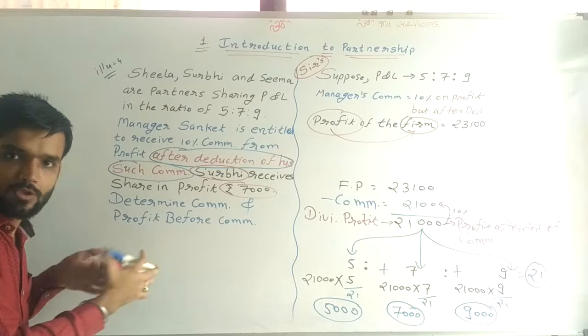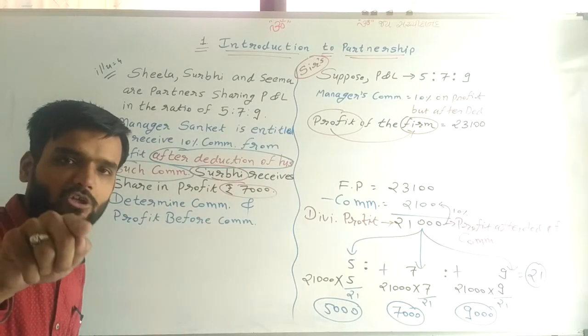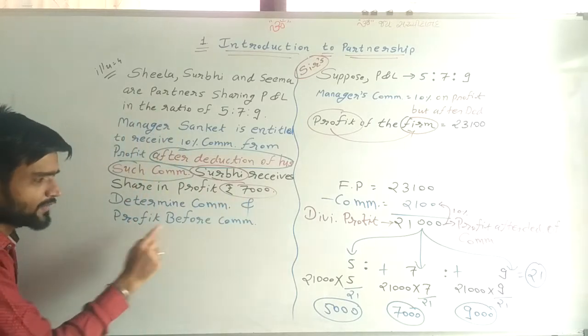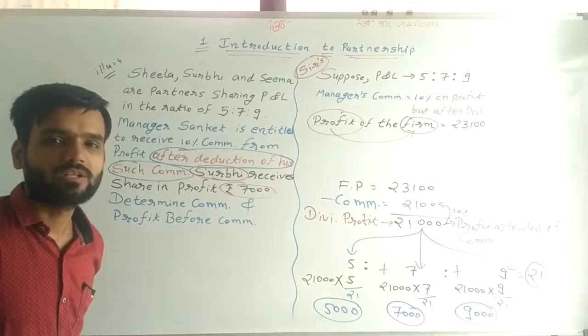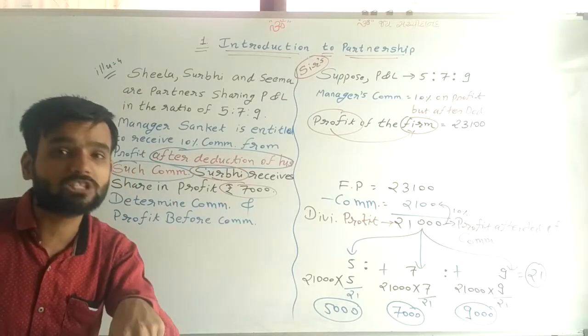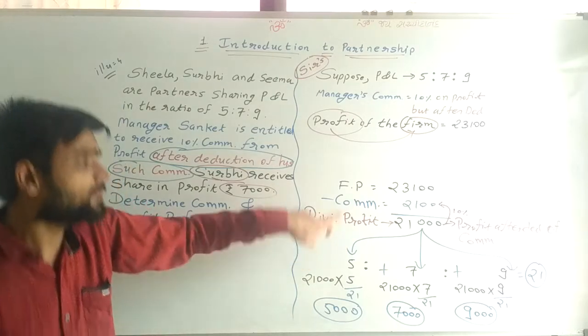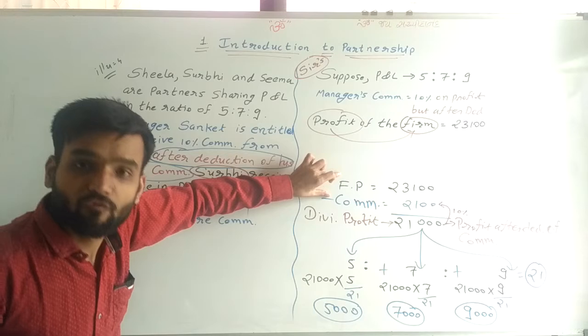Okay, going ahead. Determine commission. What commission is given to Sanket? And profit before commission, not after commission. Because profit after commission means what? Profit after commission means divisible profit. We need profit before commission, which means firm profit. We need to find firm profit.